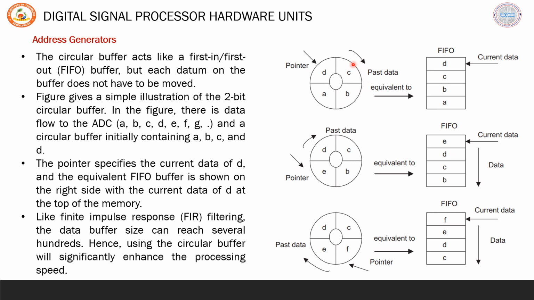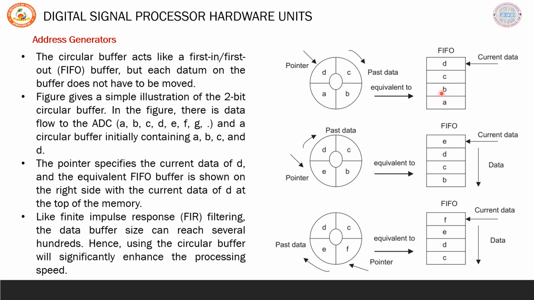So in the same concept of a circular buffer, you can observe that the pointer is pointing to D, illustrating that D is the latest data which we have placed. And along the circle you can see the past data values. Okay, so D is the newest sample, followed by C, followed by B and A. So A will be the oldest, D will be the newest.